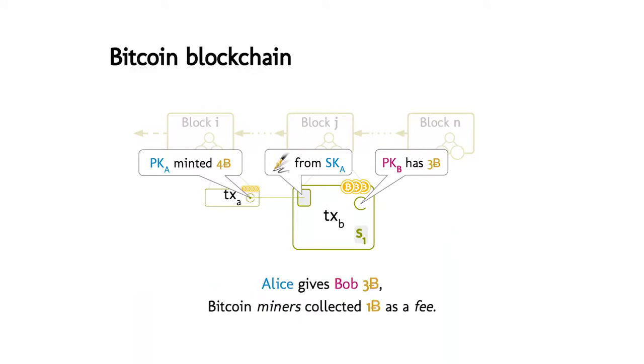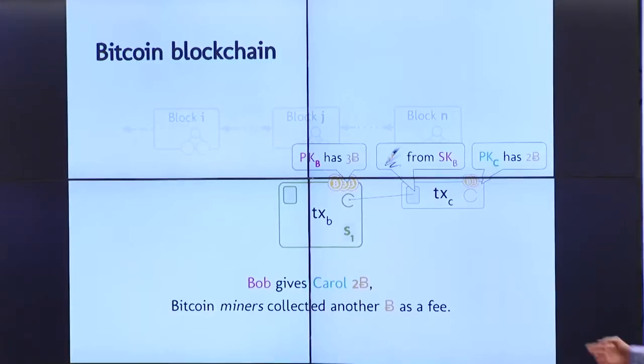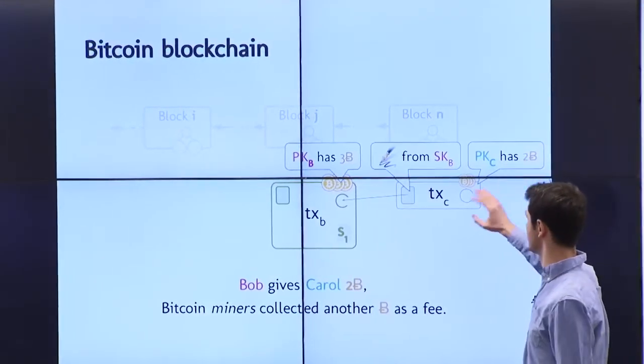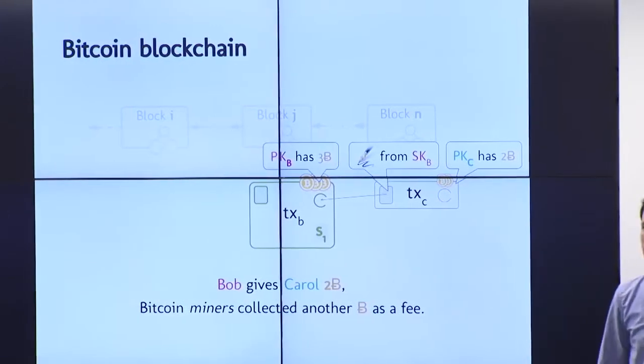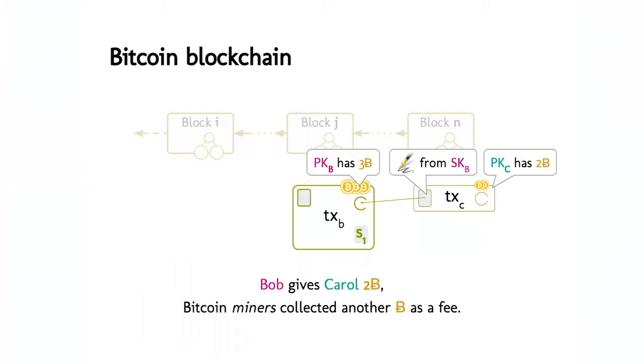All right, so the high level here is that Alice gives Bob 3 Bitcoins, and the miners collect a Bitcoin as a fee. And of course, you can keep doing this, right? Like Bob can give Carol these 2 Bitcoins later by creating another transaction with an input referring to that output, and with an output specifying Carol's public key.